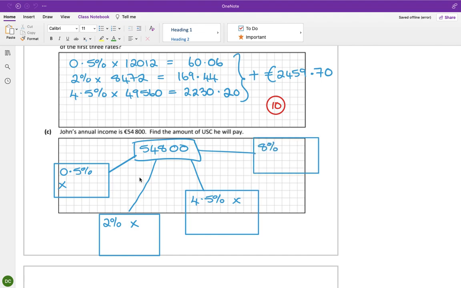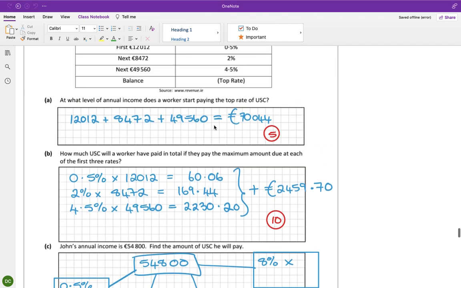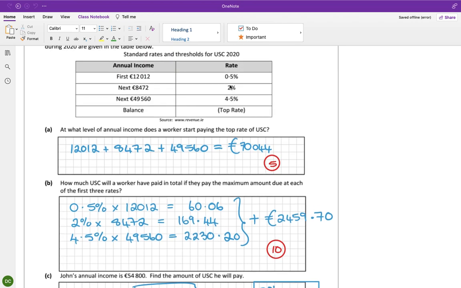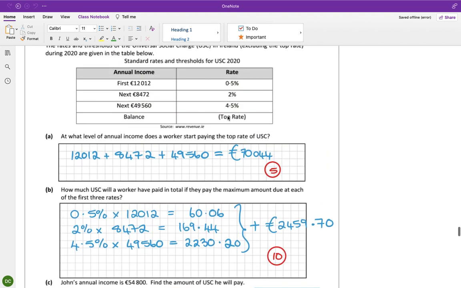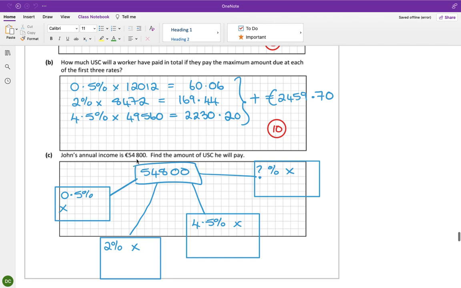Now, the 8% pile, we figured out in the first question that to go into the 8%, oh, sorry, we don't know 8%. Sorry, it's normally 8%, but we actually don't know it. So we'll call it question mark percent. I assume it is 8, but anyway. To go into this top right, you have to earn over €70,044, and John doesn't. So he is not going to be putting anything in that pile.